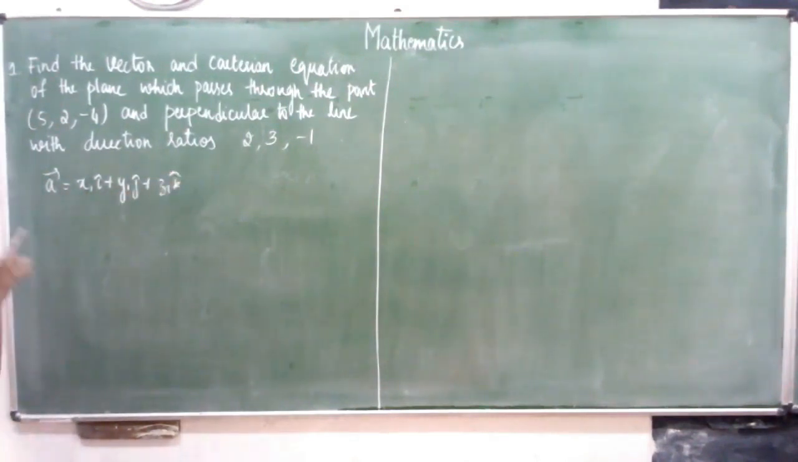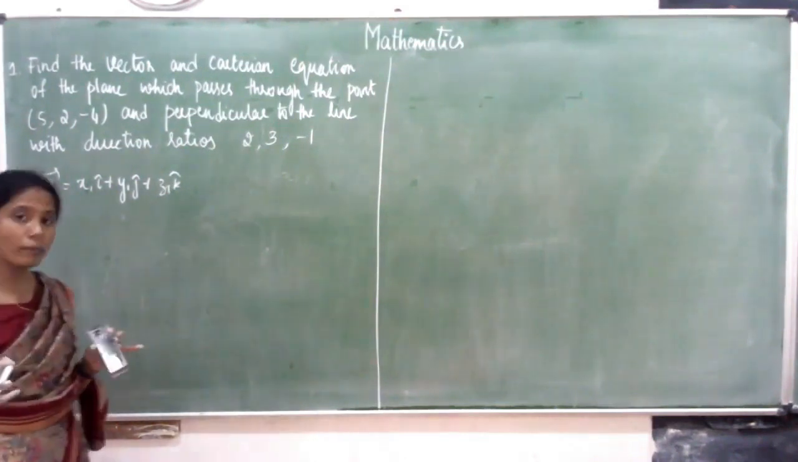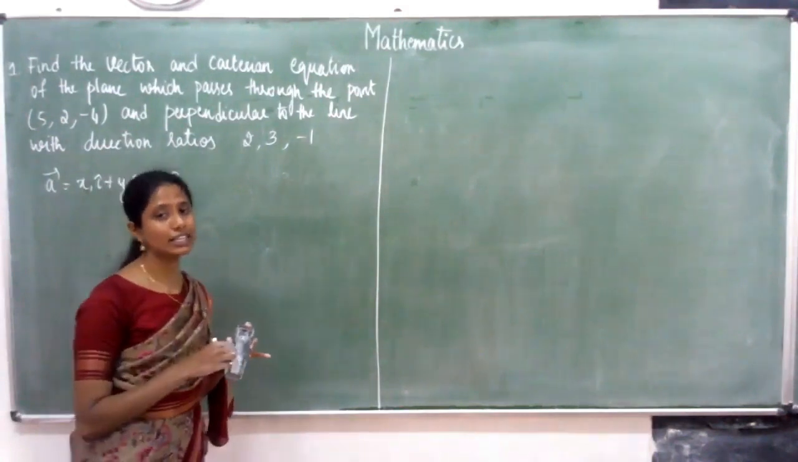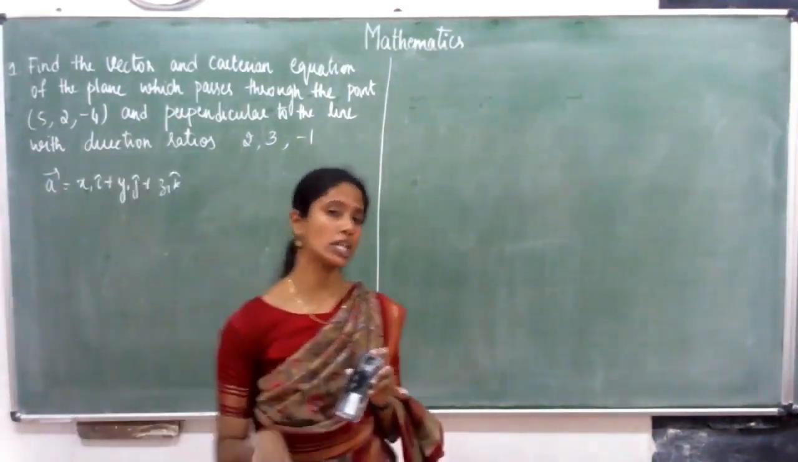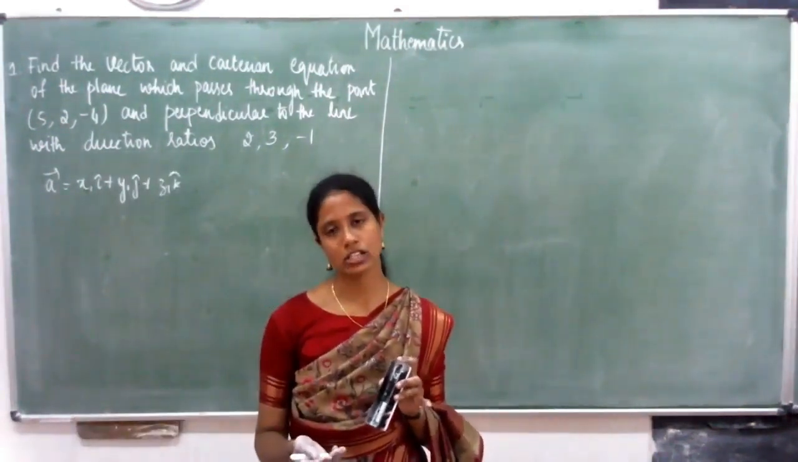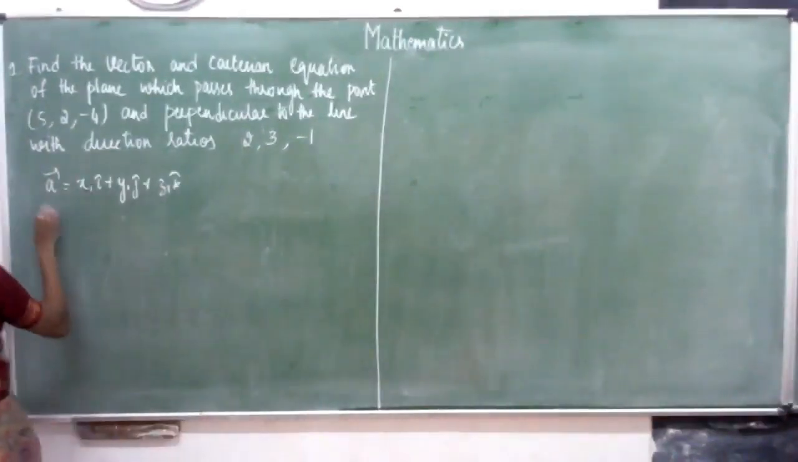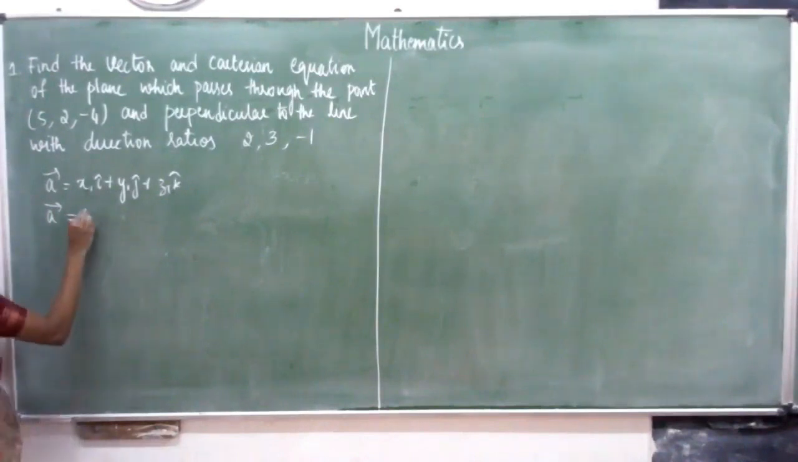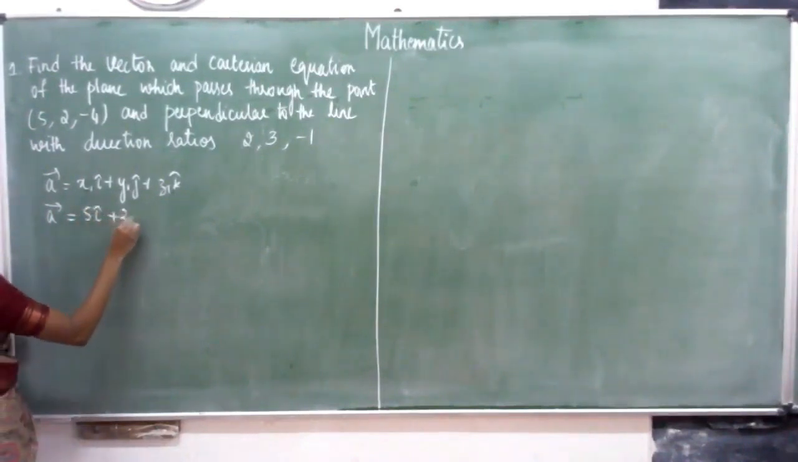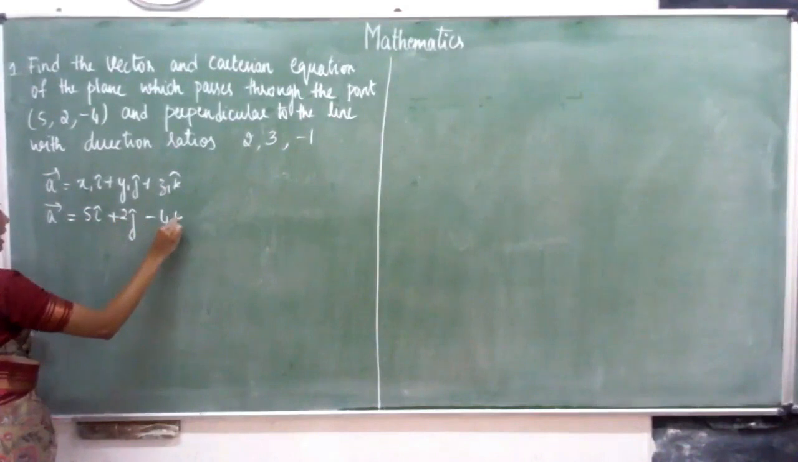For the plane that passes through a point, they have mentioned the point in coordinate form. Once we know the coordinates, that is nothing but the direction ratios. If you know the direction ratios, you can write the components of the vector. So now vector A will be equal to 5i cap plus 2j cap minus 4k cap.